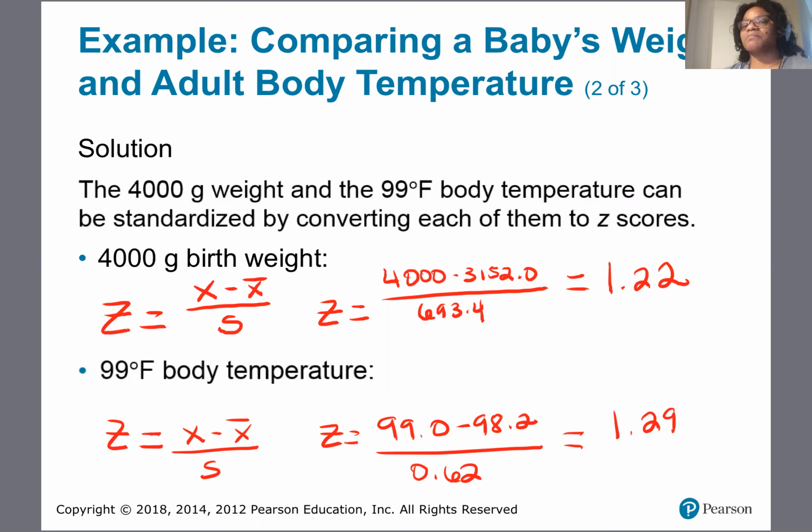Well, because the body temperature has a higher z-score than the birth weight, we say that body temperature varies more than the birth weight. So the one with the more extreme value would be body temperature, and the one with the less extreme value would be birth weight. The reason why is because the z-score for the body temperature is higher than the z-score for the birth weight. All right, guys, I'm going to go ahead and clear this slide.